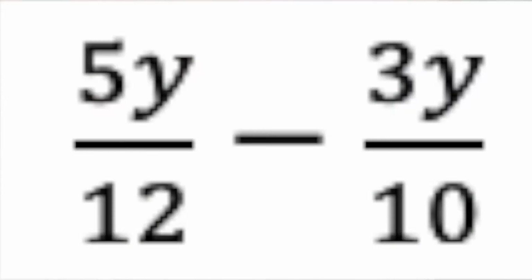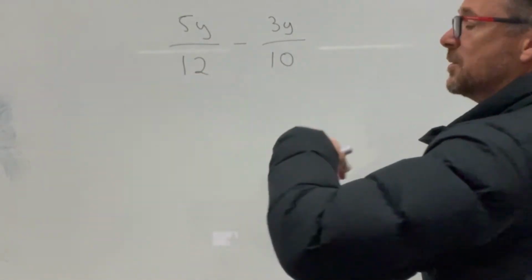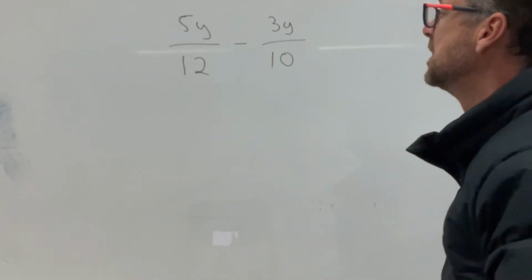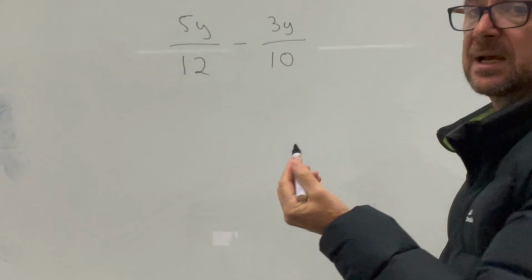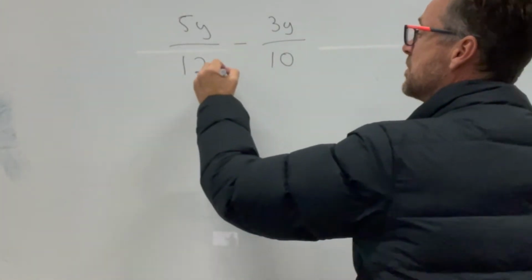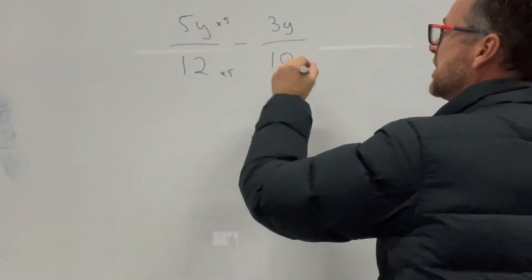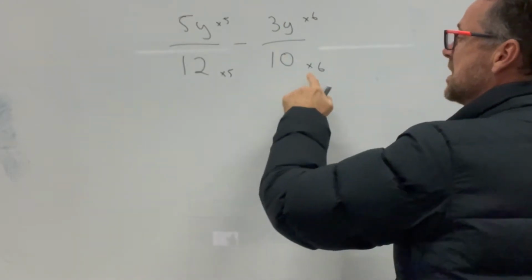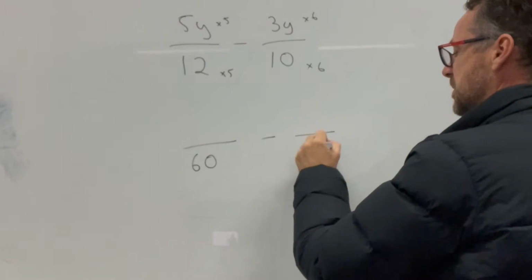Okay, so 5y over 12 take away 3y over 10, so this is the common denominator question. We have different denominators and we can only do subtraction of fractions if we have common denominators. So common denominator here would be 60 for both. So we want to multiply that by 5 and multiply that by 5. So we've done to the bottom, we do to the top. And we want to multiply that one by 6 and that one by 6. So we end up with these common denominators of 60.